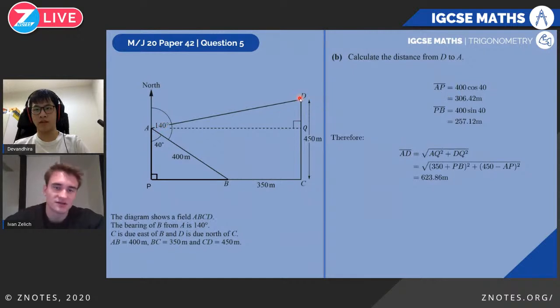So AD by Pythagoras is the square root of AQ squared plus DQ squared. Now AQ is equal to PC, which is equal to 350 plus PB. So that's the thing here. And DQ is equal to DC minus QC, which is DC minus AP. And that's what we have here. And so we square it, and we evaluate this, and we get that AD is 623.86.